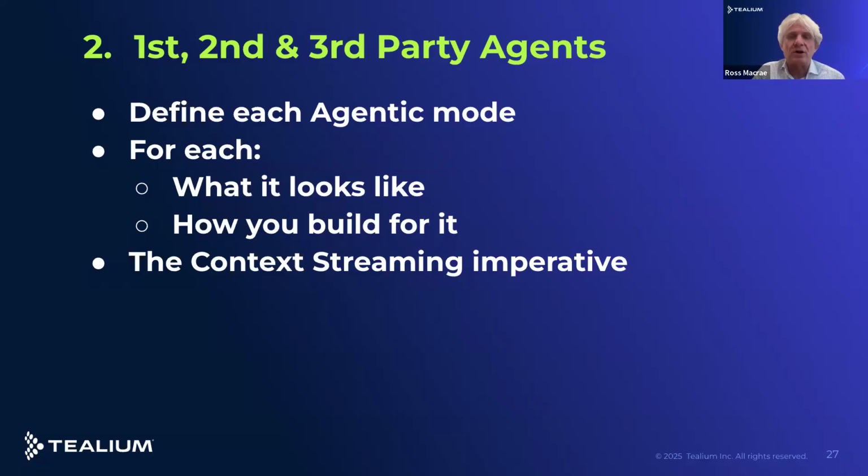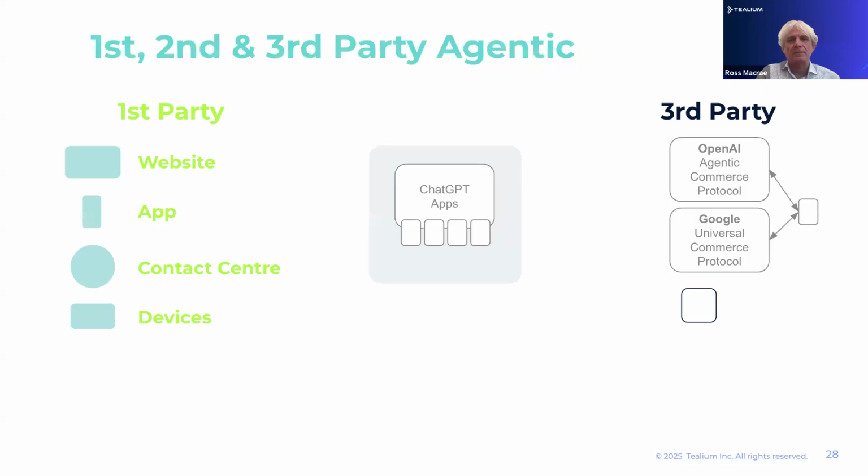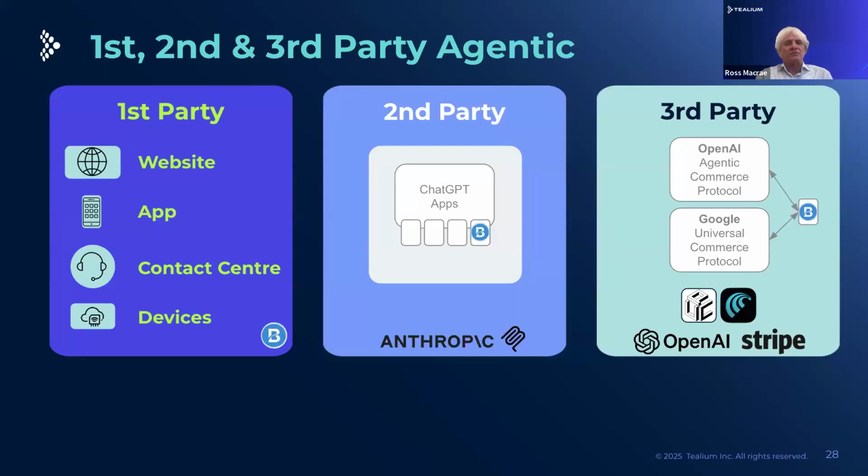And then we'll finish up driving home the context streaming imperative, which all of those modes not only rely on, but they also take advantage of. Okay, let's have a look at first, second, and third-party agents and define what they mean.